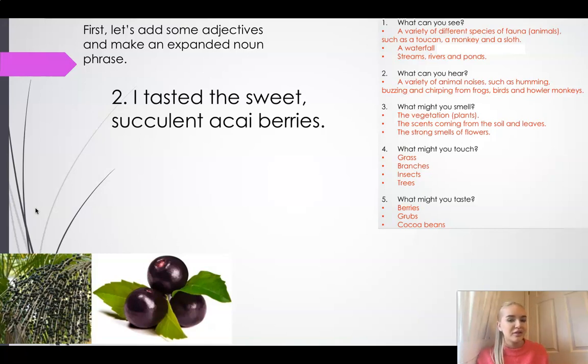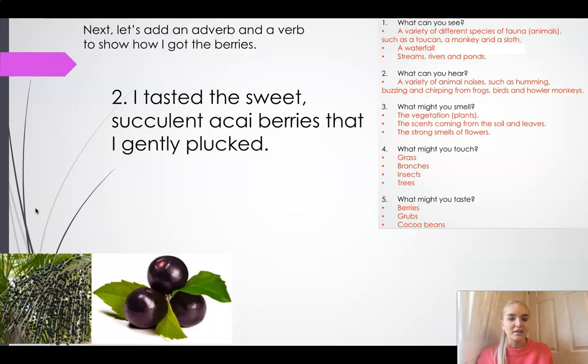You might have used some different adjectives to describe your acai berries. You might have said that they were a shade of purple. You might have said they were petite, little, small. You might have said they were sour. So I tasted the sweet, succulent acai berries. Now, what were they doing? Well, acai berries can't move, so let's think about how we got them. So I tasted the sweet, succulent acai berries that I gently plucked. So plucked being my verb, gently being my adverb.